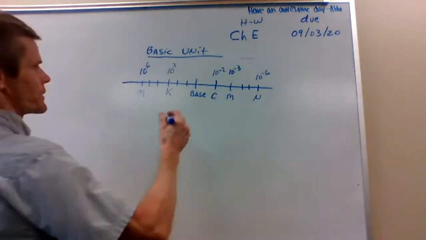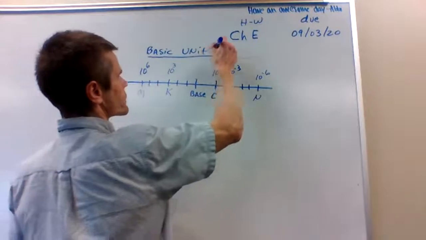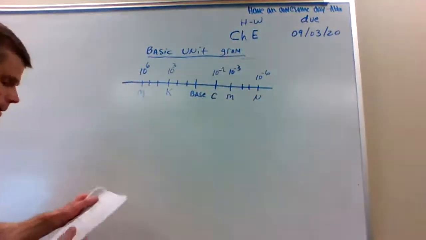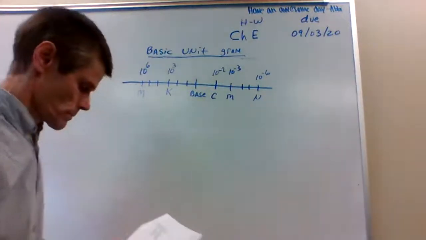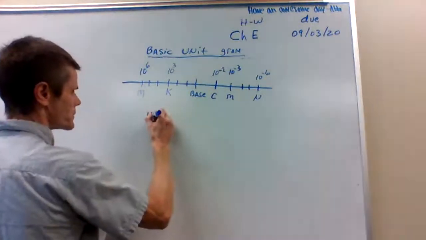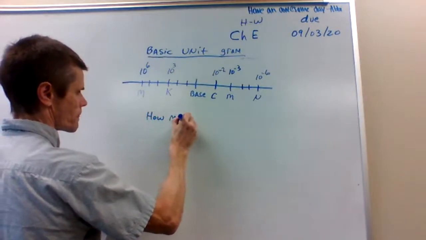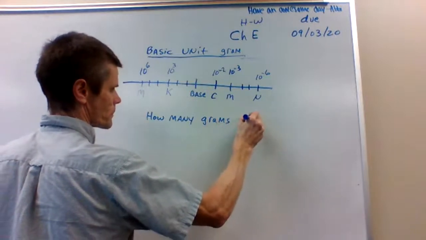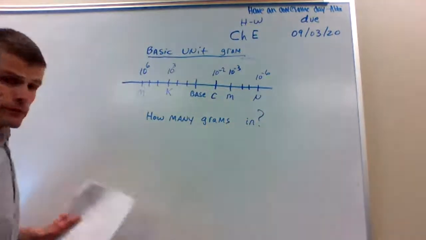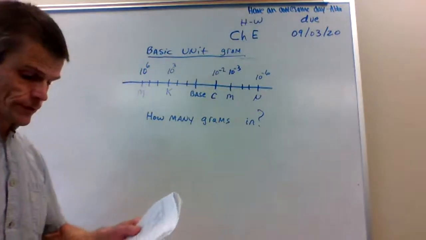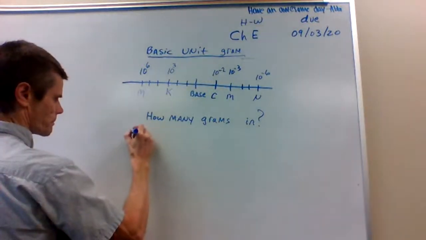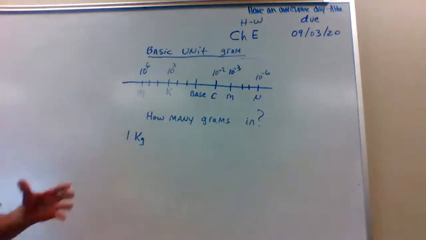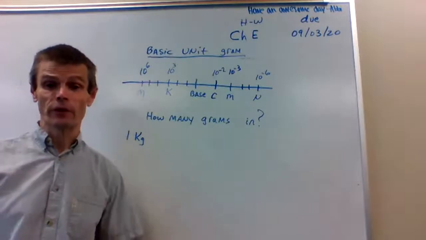And we're going to look at mass. Let's look at a basic unit of mass, the gram. Okay, and we're going to look at a few questions. Question is, how many grams? Let's look at three different units. 1 kilogram. Okay, so this is where the horizontal scale is very useful.